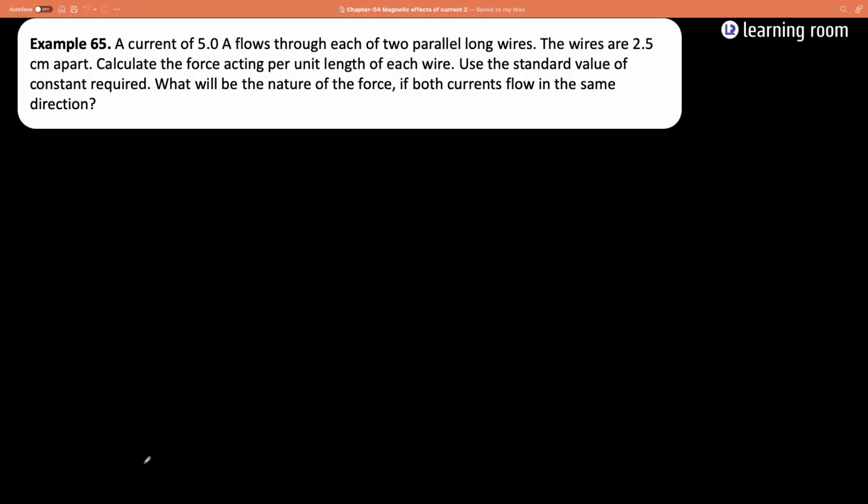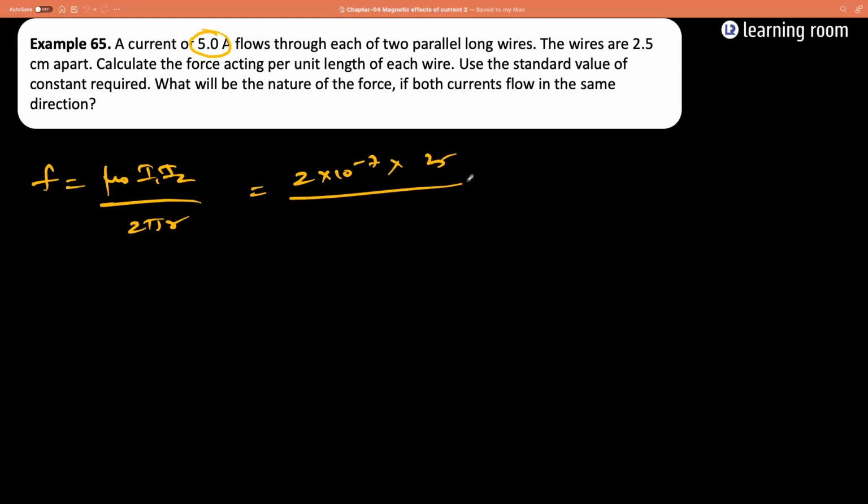A current of 5 ampere flows through each of the two parallel long wires. The wires are 2.5 centimeter apart. Calculate the force acting per unit length on each wire. So F will be equal to mu naught I1 I2 divided by 2 pi R, where R is the distance of separation. What is mu naught by 2 pi? It is 2 into 10 power minus 7, into I1 and I2, they both are the same, so 25, divided by R, which is 2.5. So this cancels this 10 times.